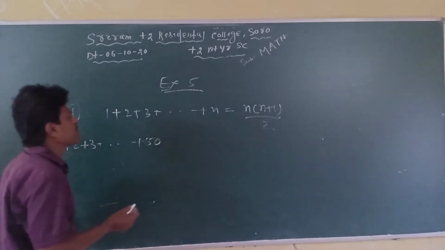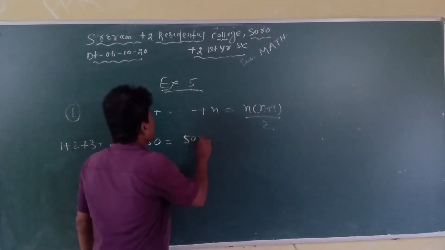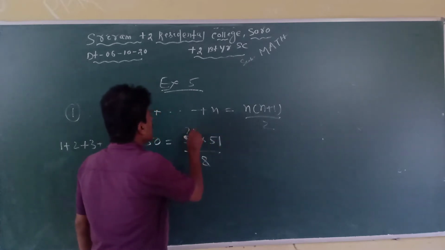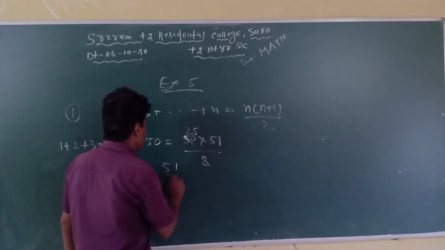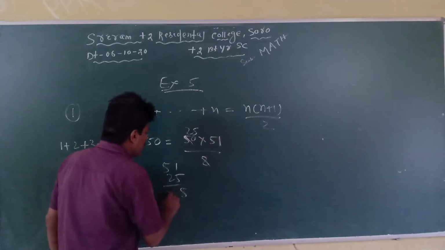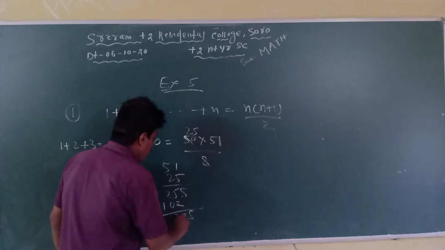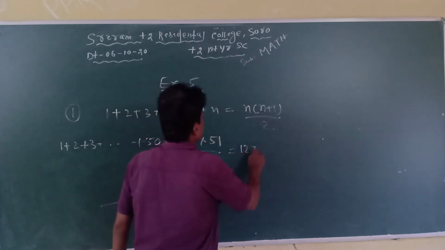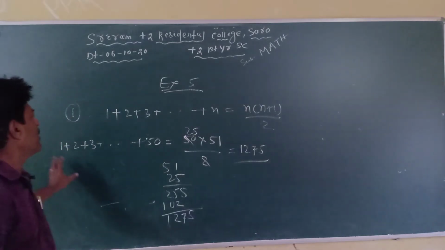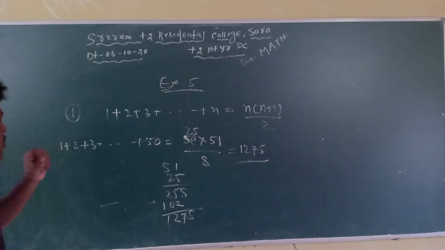Immediately Gauss solved the problem and wrote n, where n is equal to 50: n into n plus 1 by 2, that is 50 into 51 by 2. 2 into 25 gives 25, so 51 into 25, which is 1275. He immediately put this result, but the teacher thought he would add 1 plus 2 is equal to 3, then 3 plus 3 is equal to 6, and so on.